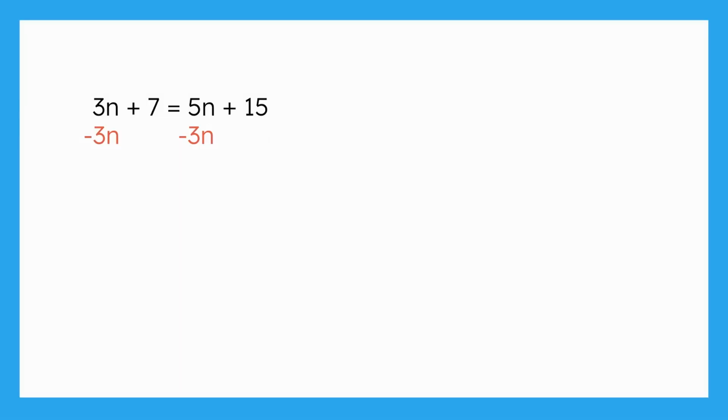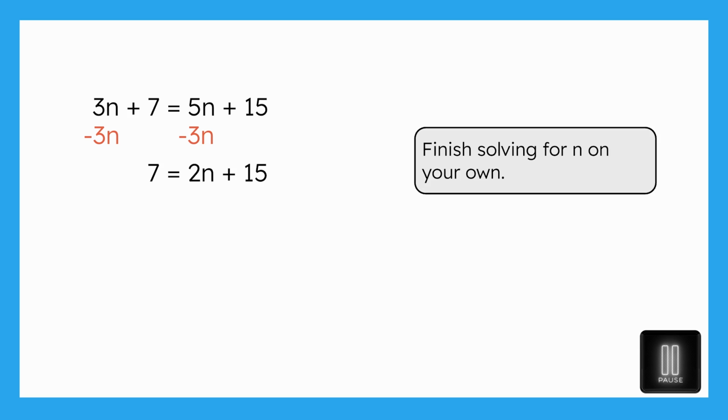What does this equation look like after subtracting 3n from both sides? 3n minus 3n makes 0, leaving just 7 on the left. On the right, 5n minus 3n makes 2n, leaving 2n plus 15. Hey, now this looks like the equations we're used to solving. Pause the video here and finish solving for n on your own now.